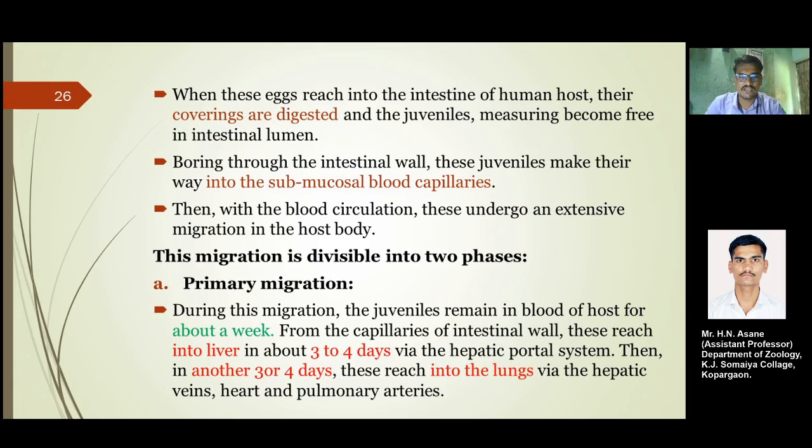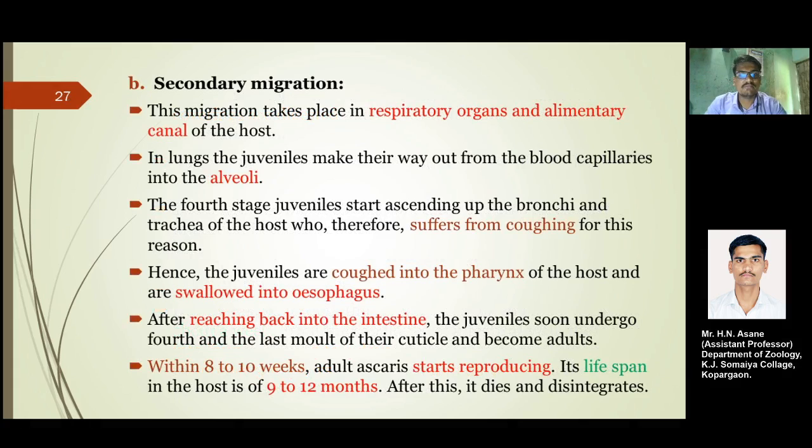Via the pulmonary arteries, the secondary migration of these juveniles happens, and this migration takes place in the respiratory organs and the alimentary canal of the host. But sometimes these migrations do not proceed well, and the juvenile may accidentally migrate to the brain. This will be categorized under the third category we are going to see ahead. Let's focus on the secondary migration again.